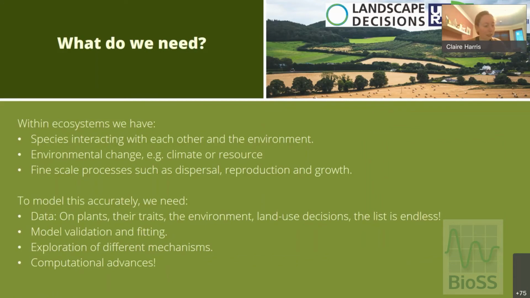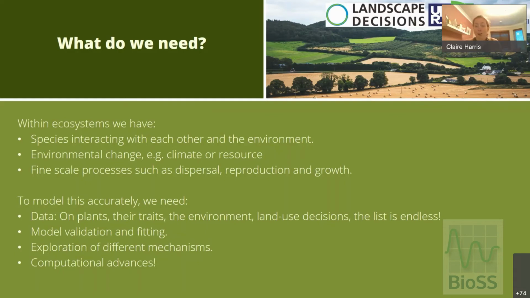Yeah, so let's see what I have left. So I was thinking a little bit about what we need to take things forward. So just as a little refresher at the start, I think I flashed up the ecosystem model and was saying that, you know, within these ecosystems, we have the species interacting with one another and their environment. We have different types of environmental change going on, and we've also got really fine scale population processes as well in the background.